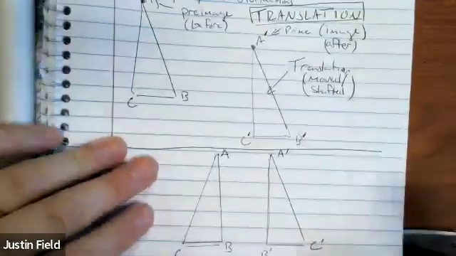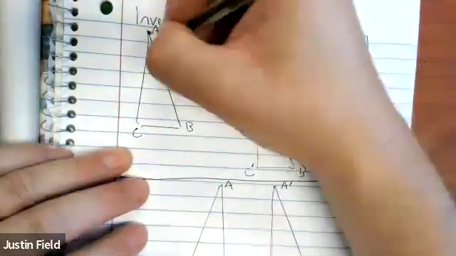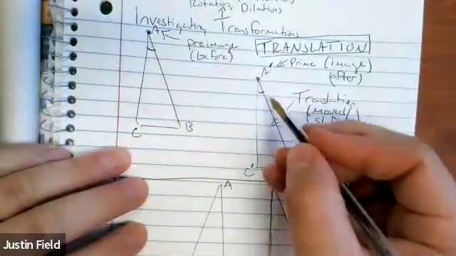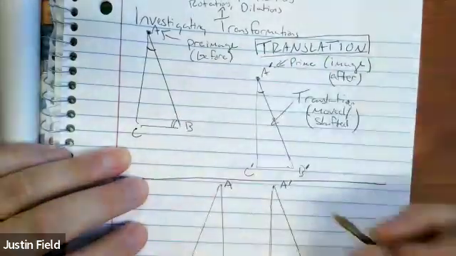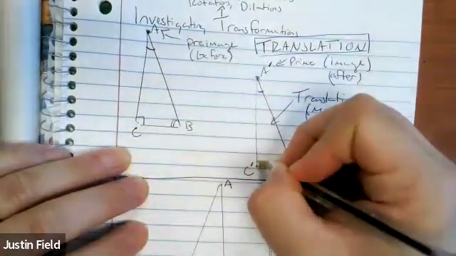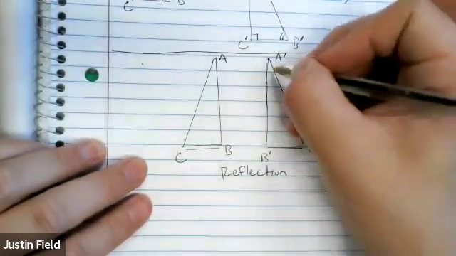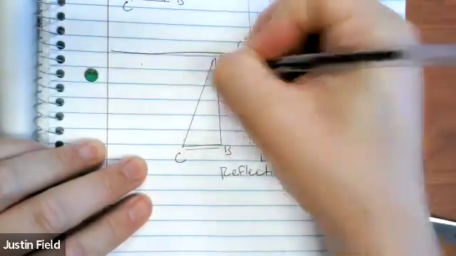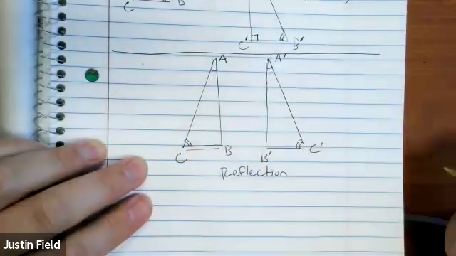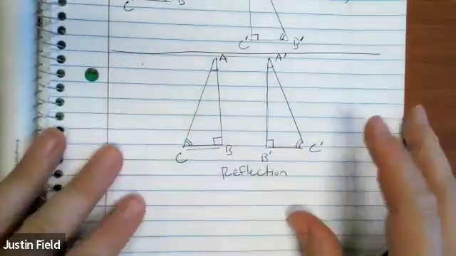And I want you to notice something: we're going to introduce the marking for congruent angles and congruent sides. In our translation, angle A is congruent to itself, so we make a little marking. Angle B is congruent to itself, make two little markings. And angle C is a right angle, right? Is it still true that they're congruent angles? Yes. Angle A is congruent to angle A prime. Angle C is congruent to angle C prime, even with the reflection. And angle B and B prime are still both right angles.